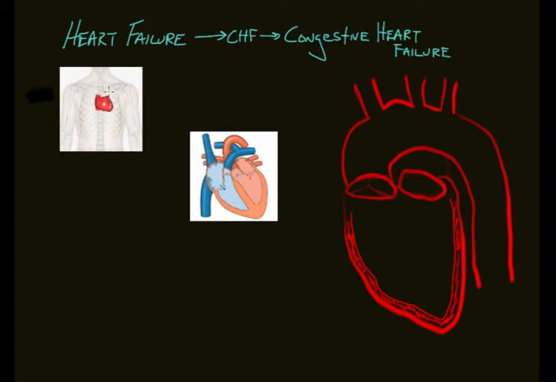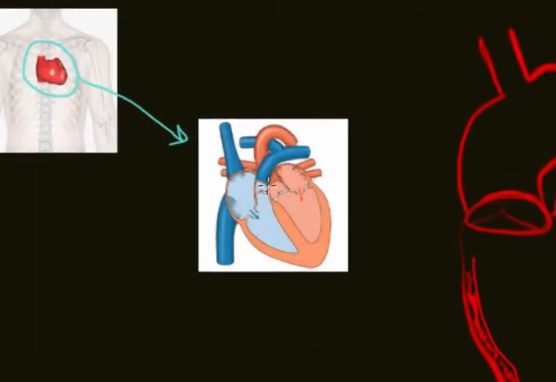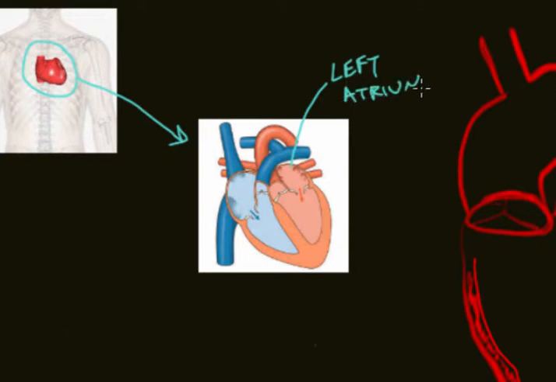So in the chest, you have the heart, and if we pull that picture over to here, we're now looking straight at the heart. It's divided into atria and ventricles. Atria are on top, and ventricles are on the bottom. The chambers are labeled the left atrium, and then you have the left ventricle.